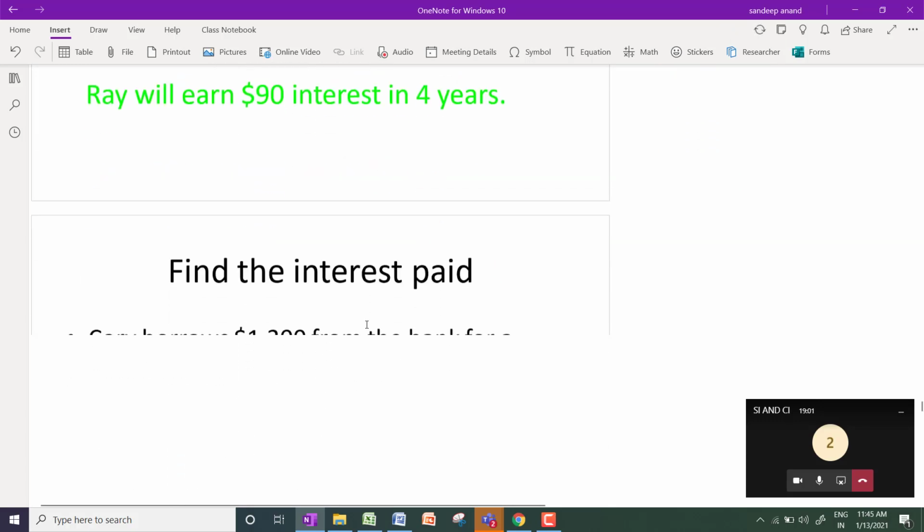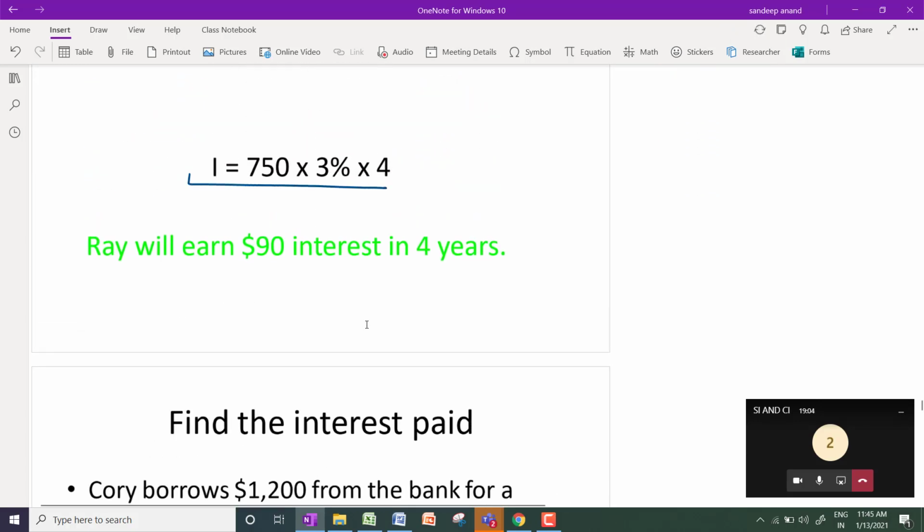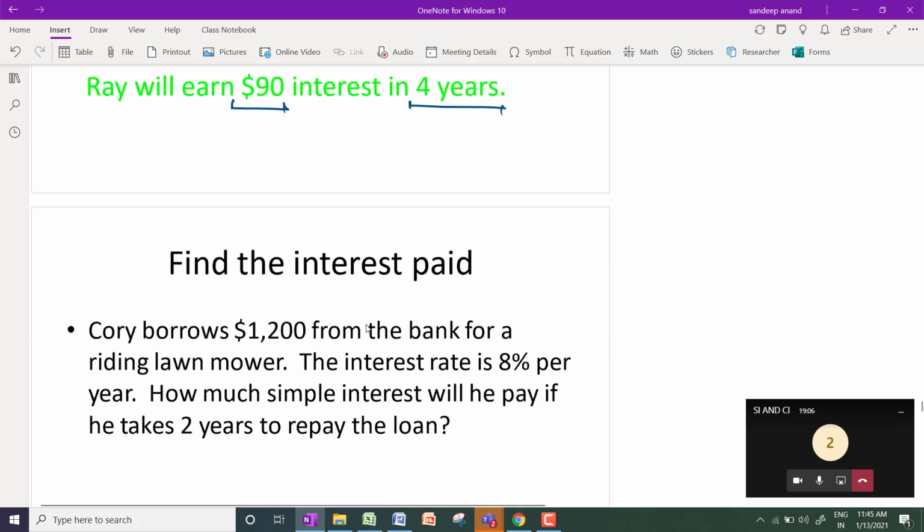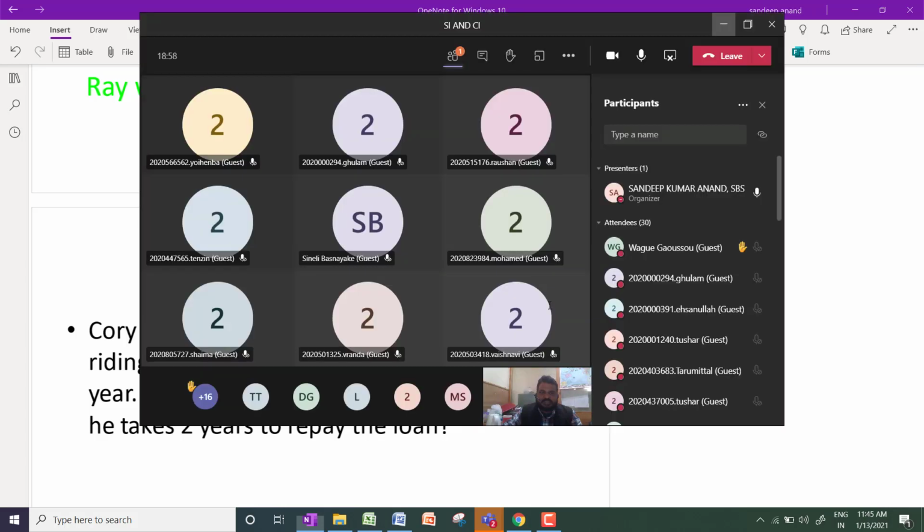Now look at this. So this is $90 in 4 years. Now try this one, this is for you. Find the interest paid. Write your answer on the chat box only, because you are not able to speak. Corey borrows $1,200 from the bank for a riding lawnmower. The interest rate is 8% per year. How much simple interest will he pay if he takes 2 years to repay the loan? Use the chat box for your answer.